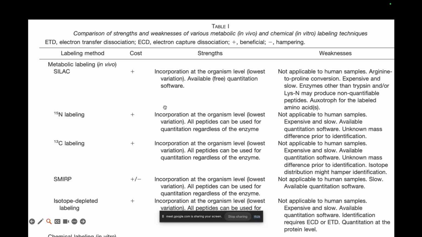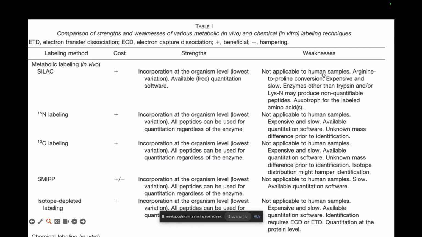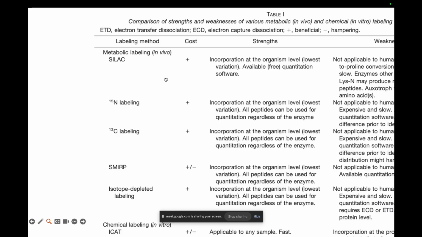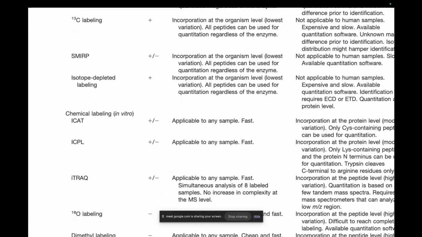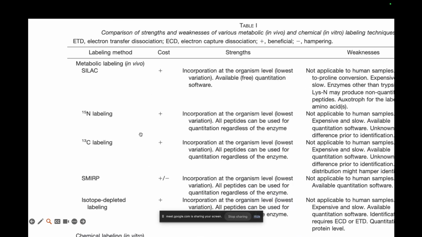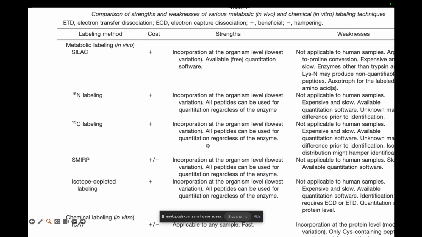Yeah, so you have different types of labeling methods. For example, you have something called SILAC. It incorporates at the organism level, but it is not applicable to human samples. Arginine to proline conversion is what it does, so it is expensive and slow. Enzymes other than trypsin and lysine may produce non-quantifiable peptides. Auxotrophs for the labeled amino acid. So some of these labeling techniques are applicable to humans, some are not. These are basically metabolic labeling, so you're changing the amino acid.